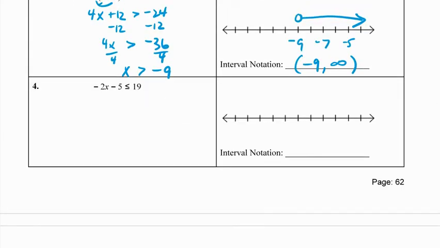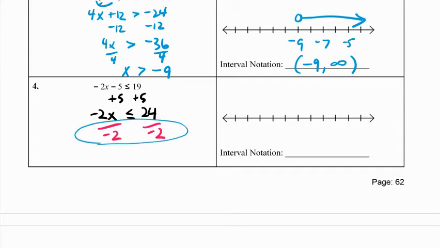And then number 4, we're going to add 5 to both sides, which leaves us with -2x is less than or equal to 24. And then to solve this, we need to divide by -2. And this is that step, right? When we do this, we have to remember that our inequality symbol is going to switch directions. So it was less than or equal to up above. It is now greater than or equal to. x is greater than or equal to -12.